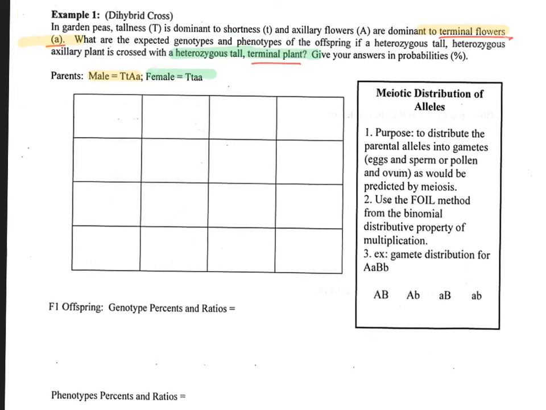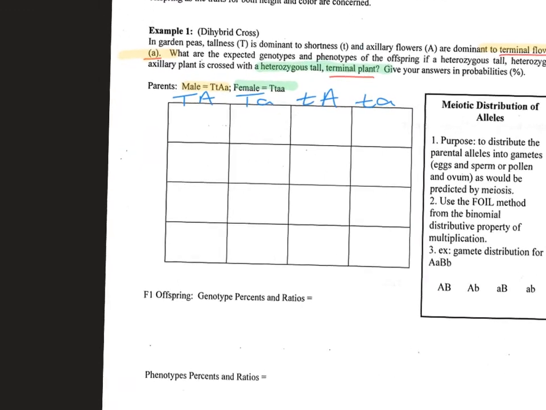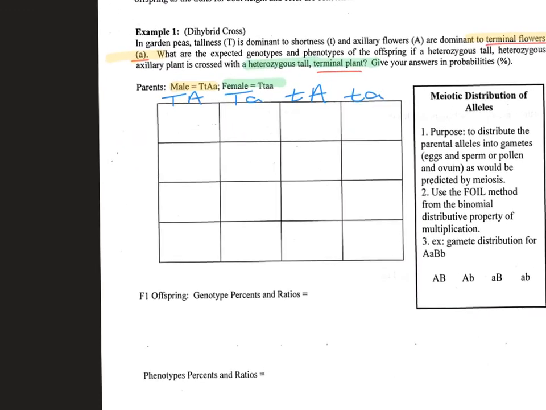Well, for the male, it's going to be big T, big A. And you can do FOIL. I'm just going to do it off the top of my head. You're going to have big T, little a. You're going to have little t, big A. And you're going to have little t, little a. So all four gamete combinations are possible because the male is heterozygous for both genes.